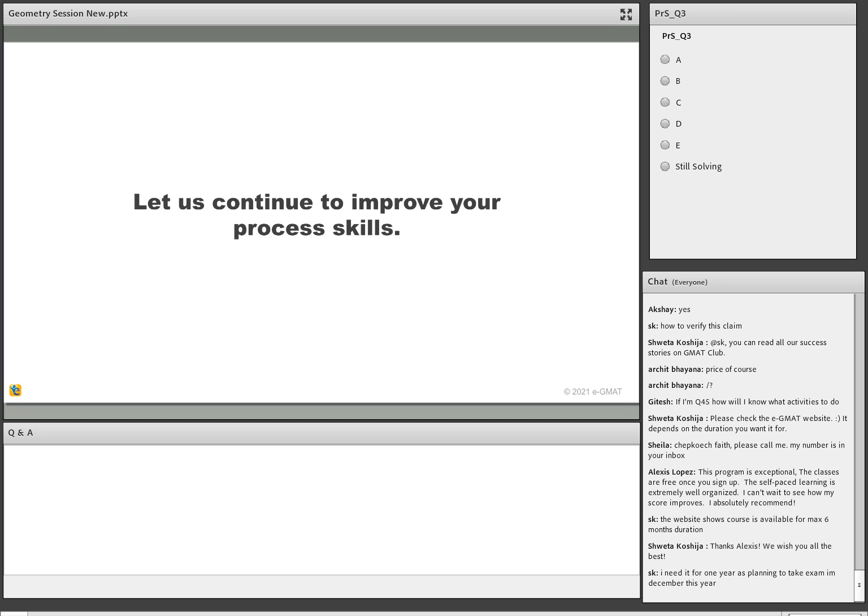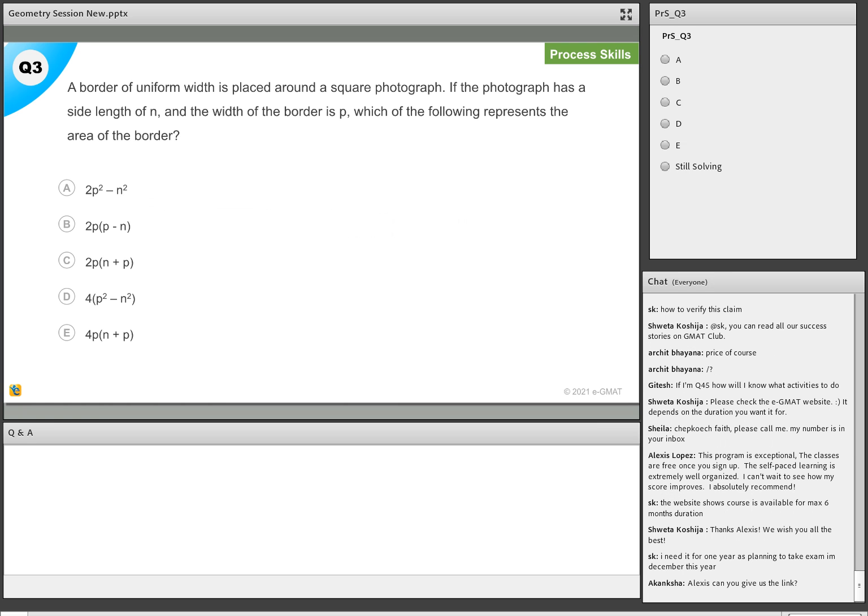Perfect. So I have my still solvings. Let's get to the third question rather. All the best for this one.